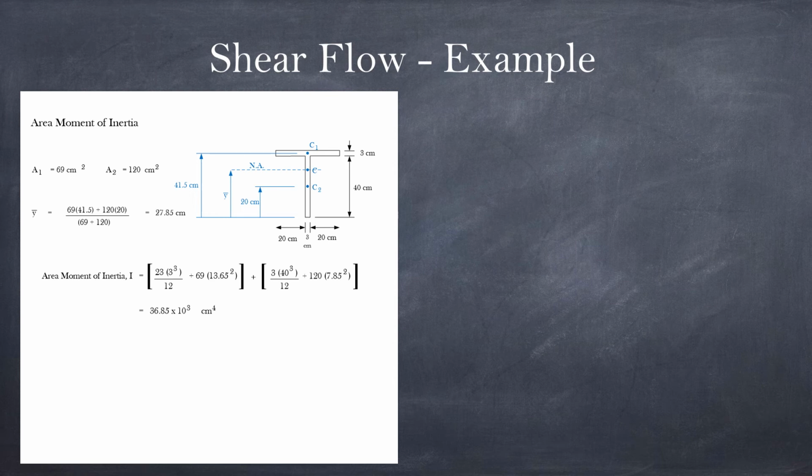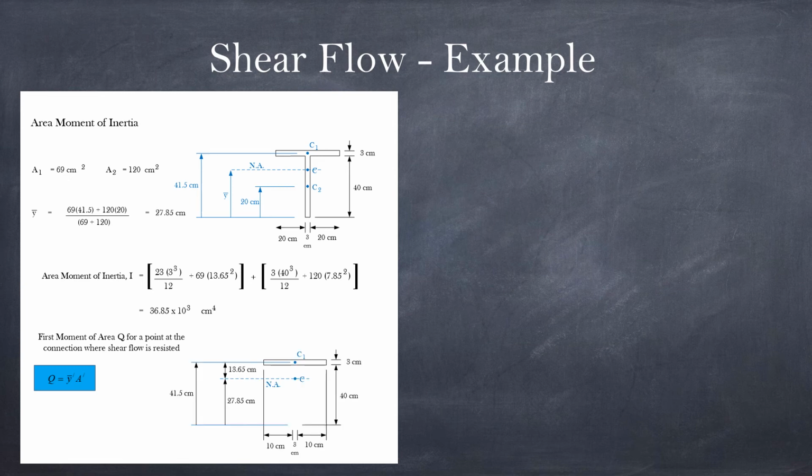Then we move on to calculate the first moment of area Q, right? Now this one here, where we choose the point, is important. Again, we have to understand that the shear force is resisted at the connection. We don't want to resist shear flow at any other places, because that is where the sliding occurs, at where the material connects. So in this case, we will look at the point where it connects between the top part and the bottom part, right? So here's the picture.